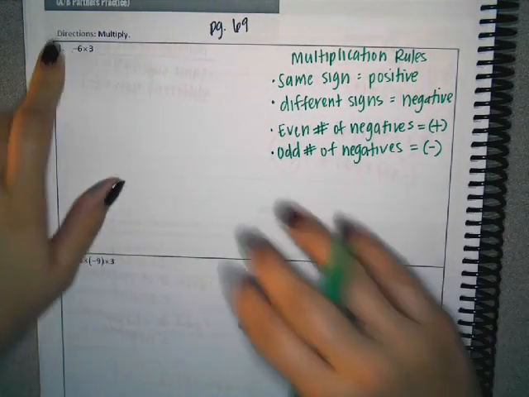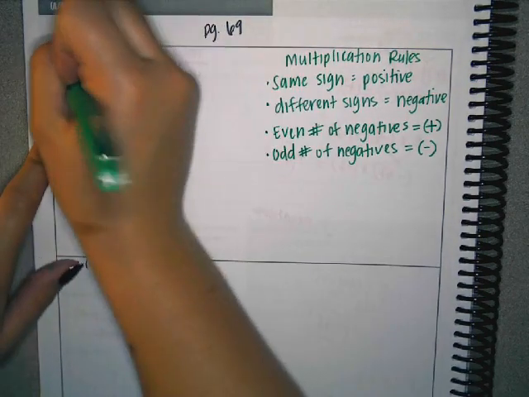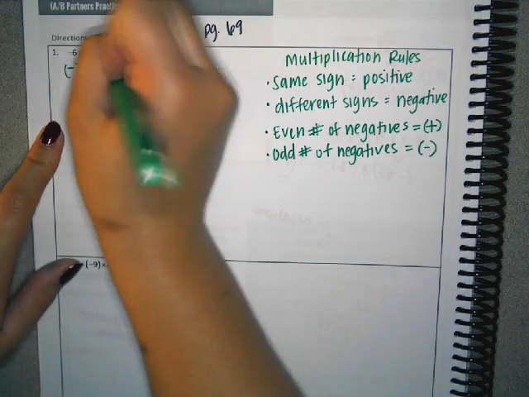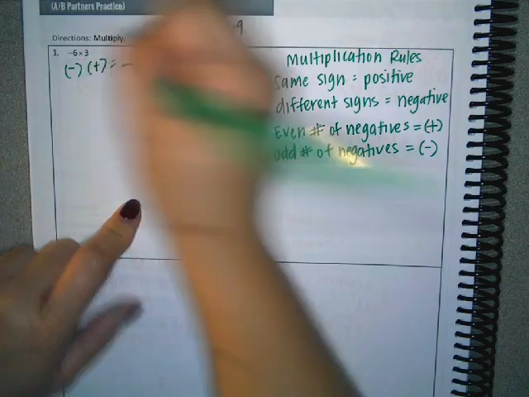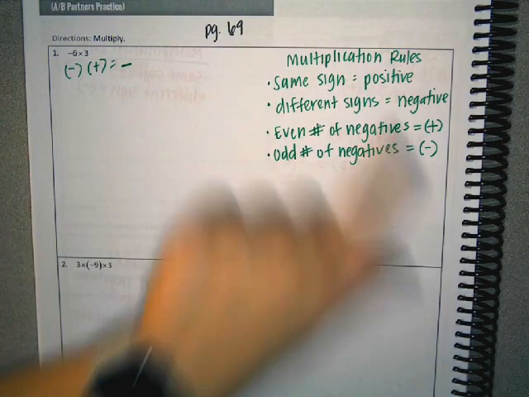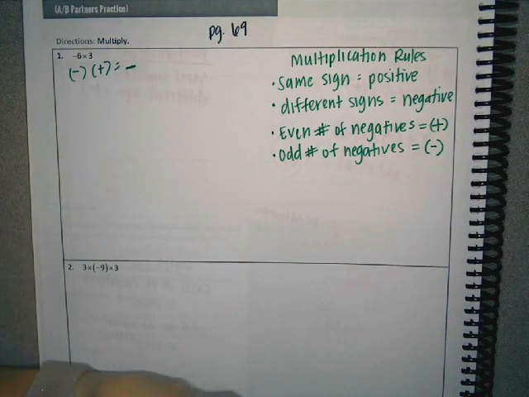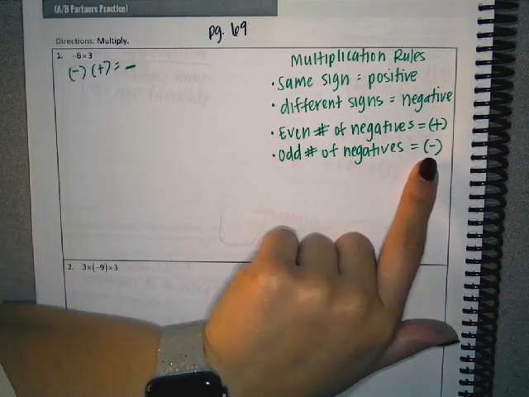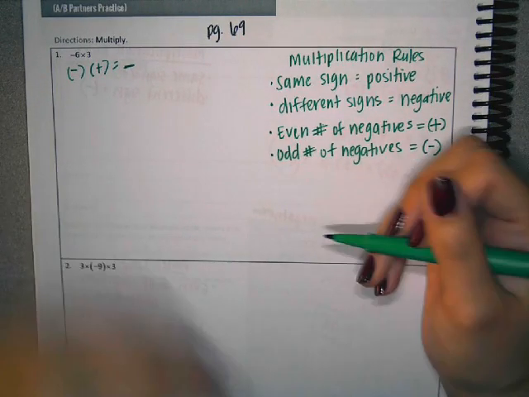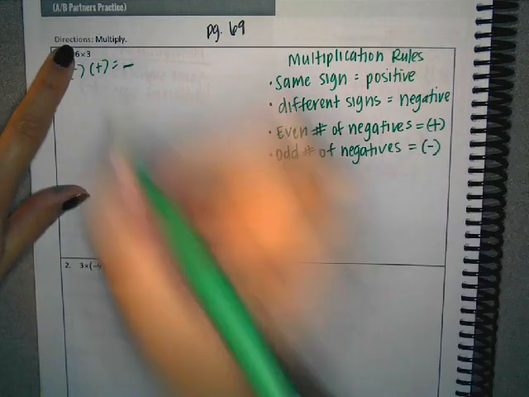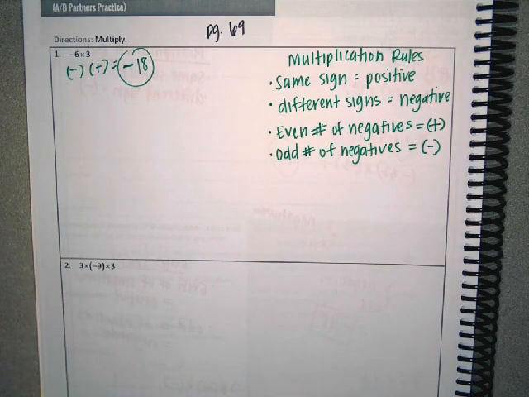So if I'm looking at number 1, I have two different signs. I have a negative times a positive. Two different signs tells me it's going to be negative. My answer is going to be a negative number. But I can also count my negatives. I have one negative. 1 is an odd number, so my answer should be negative. Is that what we got? Yes. So now that I have my sign, I can just multiply 6 times 3, which gives me 18. Negative 18 is my answer.